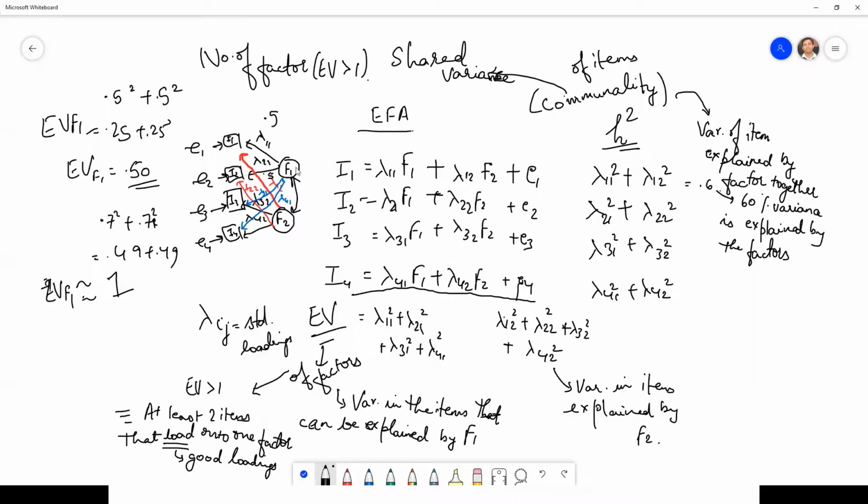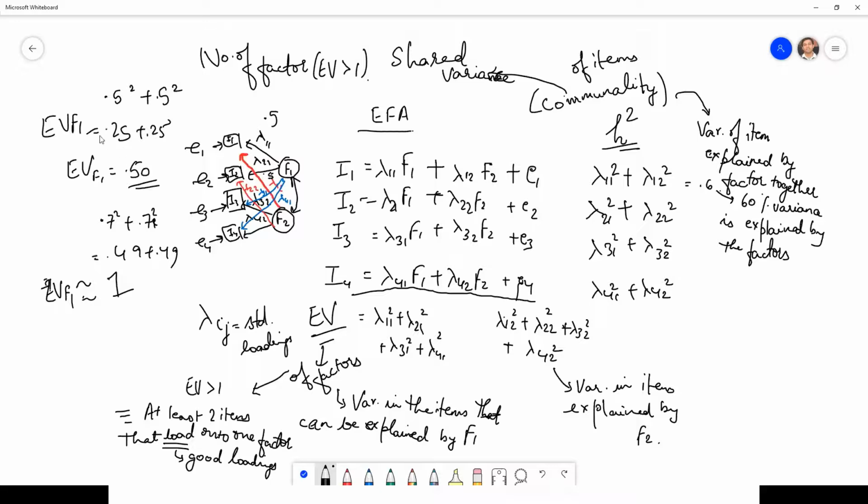Otherwise, if nothing is loading, then there is no need for factor extraction. Your factor extraction has failed because all items are loading separately. There is no commonality between items. So if you have to have an eigenvalue greater than 1, then either you need more items with poor loadings.